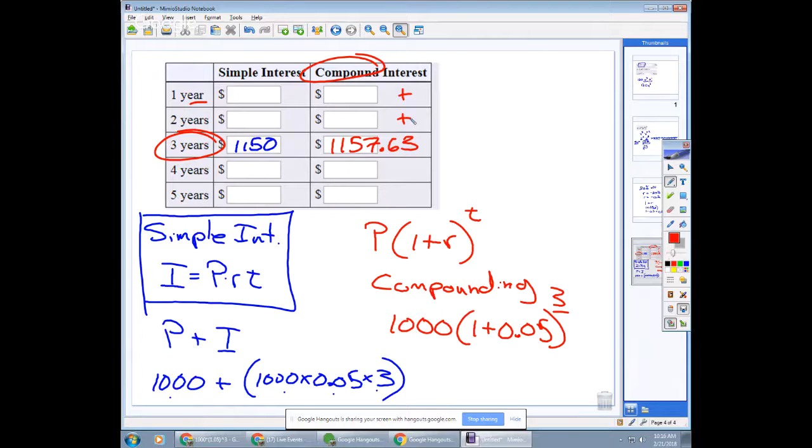And using powers with compound interest allows us to skip calculating those intermediate steps. We just jump right to the chase. Simple interest versus compound interest.